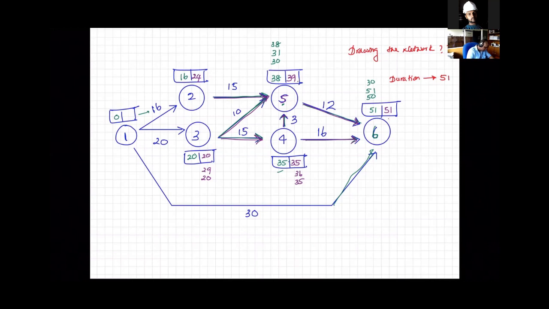Now, the last one, we have three arrows: 1, 2, and 3. 24 minus 16, that is 8. 20 minus 20, that's 0. 51 minus 30 is 21. So we take the lowest value out of those. That's 0. That is how we get the answer. In activity on arrow, this is a simple technique.